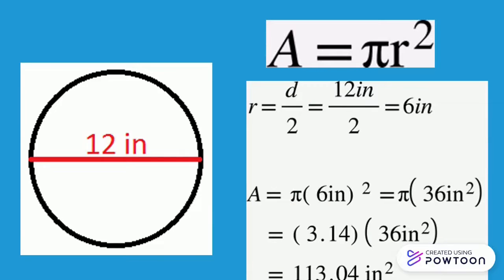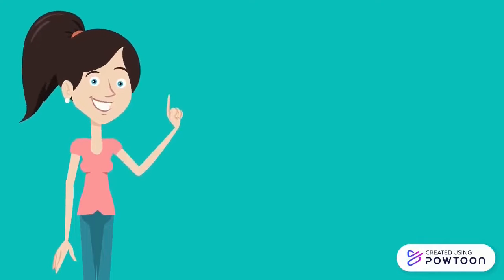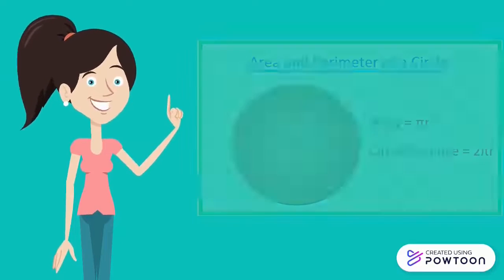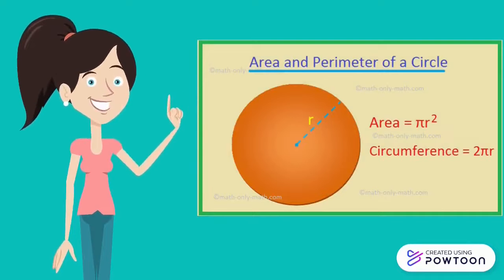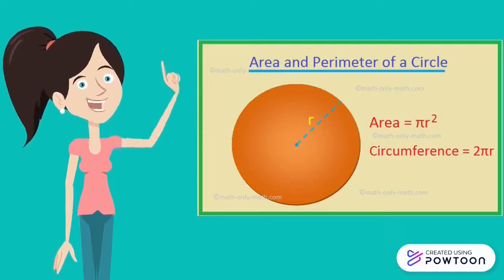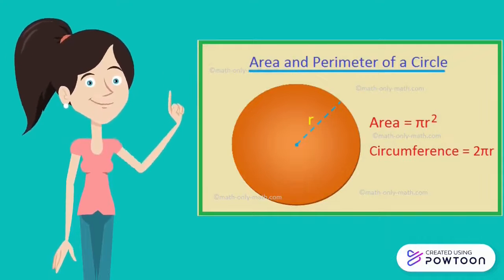If I multiply my 6 inches together, I get 36 in squared. So now I have area is equal to pi, which is 3.14, times 36 in squared, and that is equal to 113.04 in squared. Now you know the parts of a circle and the formulas for circumference and area. Area is equal to pi times r squared, and the circumference is equal to 2 times pi times r.